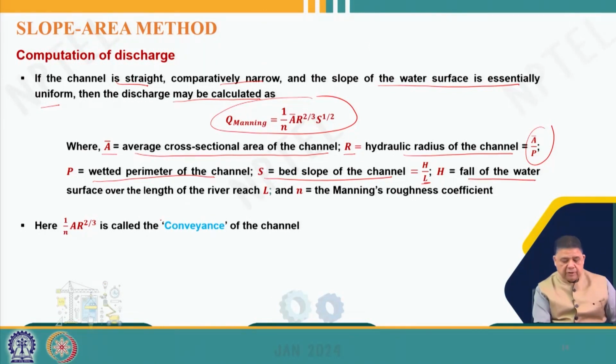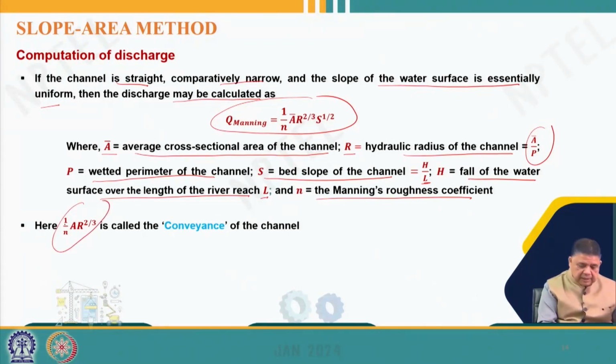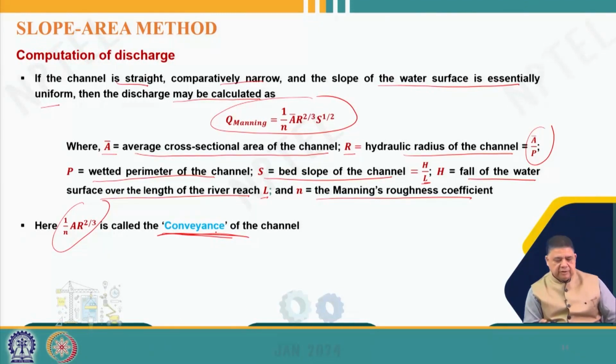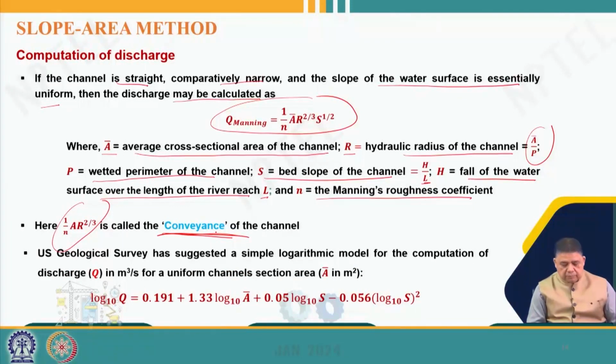H is the fall of water surface over the length of the river reach L, and n is the Manning's roughness coefficient. And in this case, this particular term (1 by n) A R to the power 2 by 3 is also called conveyance. That comes from hydraulics. If you have read hydraulics, you already know that this is the conveyance of the channel. (1 by n) A R to the power 2 by 3 is called the conveyance of the channel.